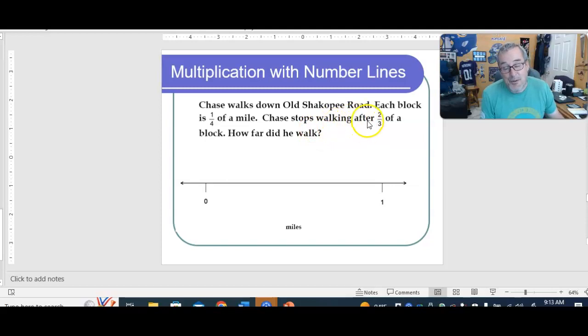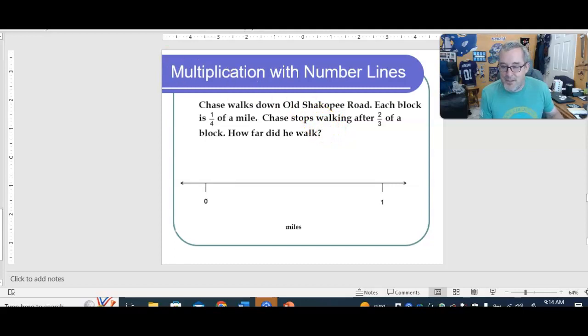Well, he walked 2/3 of a block, is what you could say. But I think the spirit of the question here is how far did he walk in miles? So if you would please make a number line like this. This is 1 mile, and see if you can think through cutting things up and visualizing what 2/3 of a 1/4 of a mile would look like, and then how many miles would that be? Pause the video, give it a shot first.